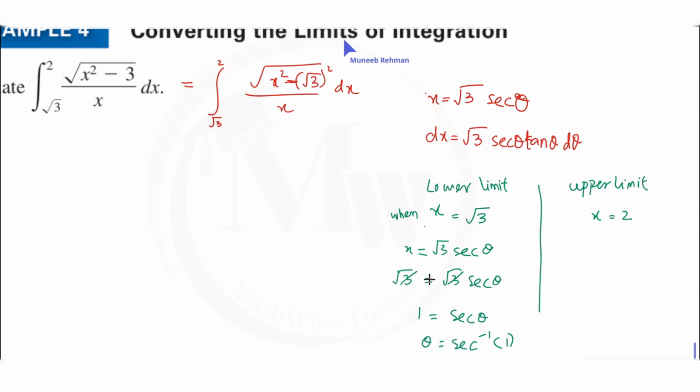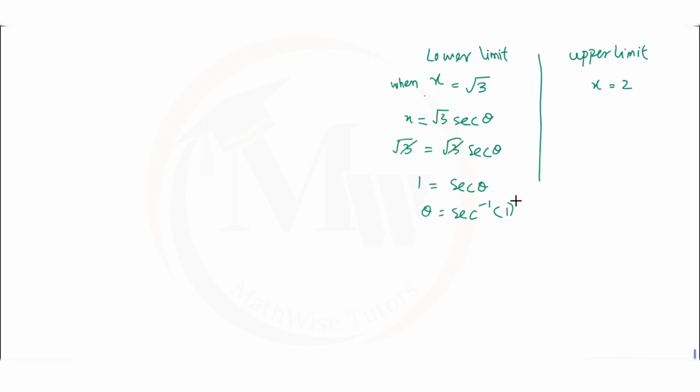You can calculate it from the calculator directly, or you should also know that secant is actually the reciprocal of cos. So at what angle is cos 1? Cos gives you 1 at 0 degree angle, right? It means secant will also give you 1 at 0 degree angle. It means this theta will be 0 degrees. Time to find the upper limit when x is 2.